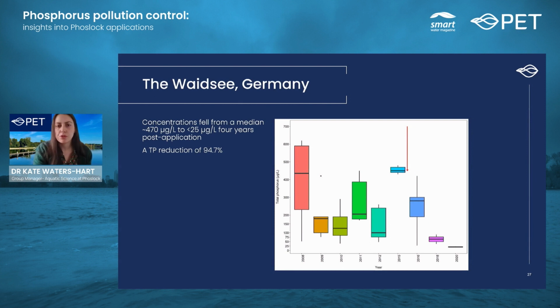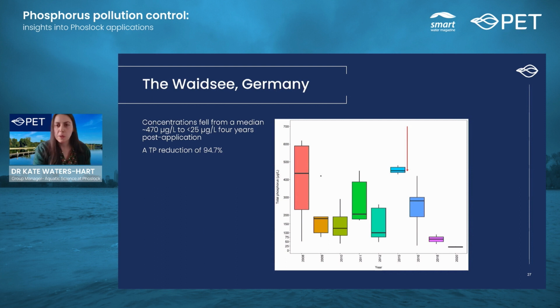The red arrow shows in 2015 where Phoslock was applied, and you can see that each year monitored thereafter shows even further declines in the total phosphorus concentrations. And this is because Phoslock can bind other compounds. It can bind to carbonate or to humic acids.